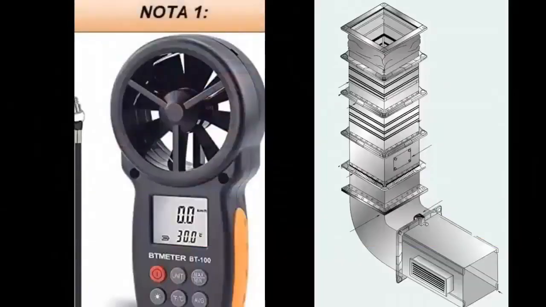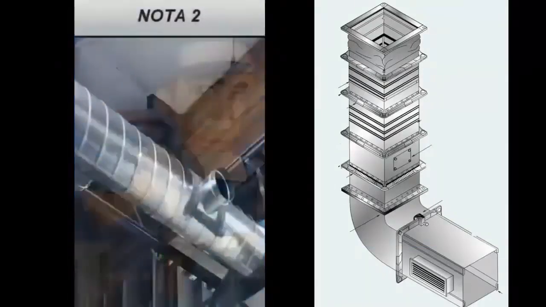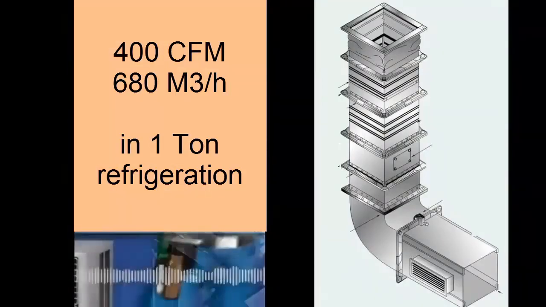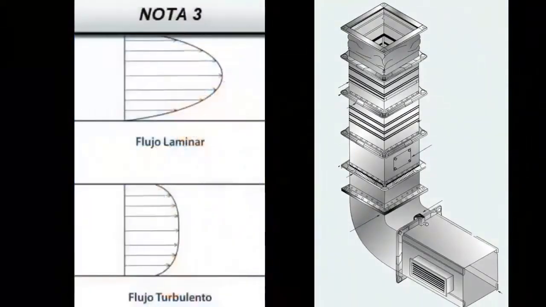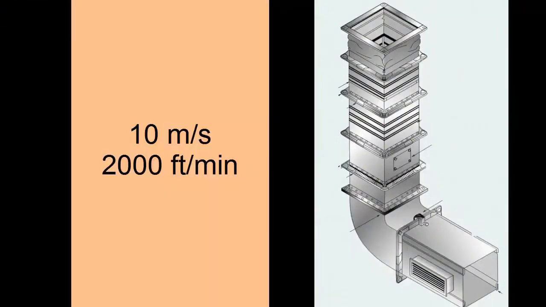Note 1. The anemometer is the essential device to measure speeds and inducted airflows. Note 2. A proper flow rate of air to be supplied to a room is 400 cubic feet per minute, CFM, or 680 cubic meters per hour, multiplied by each ton of room cooling. Note 3. The most commonly used air velocity inside ducts is 10 meters per second, or 2,000 feet per minute.